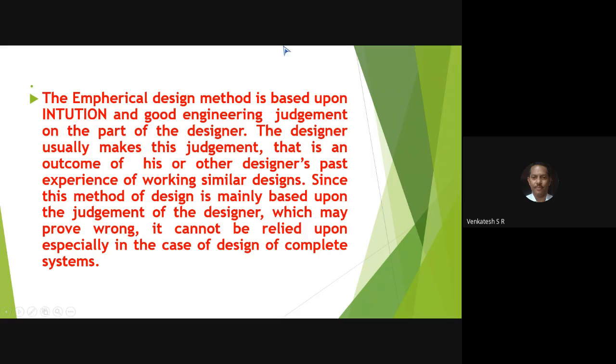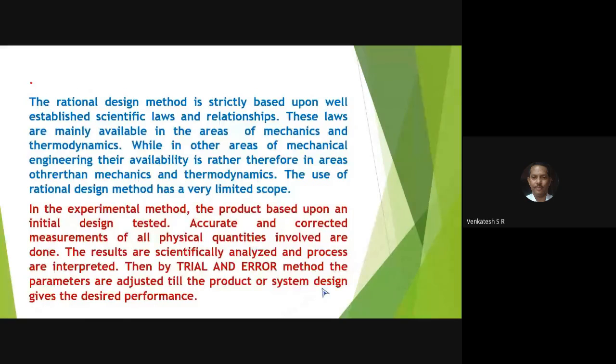So the empirical design method is based upon intuition. For that reason, this is not used in practice, because the complete design is based on intuition. Next, come to the rational method. The rational method is based on scientific laws and relationships. This method also proves wrong sometimes. For that reason, the rational design method is also not used in engineering practice.